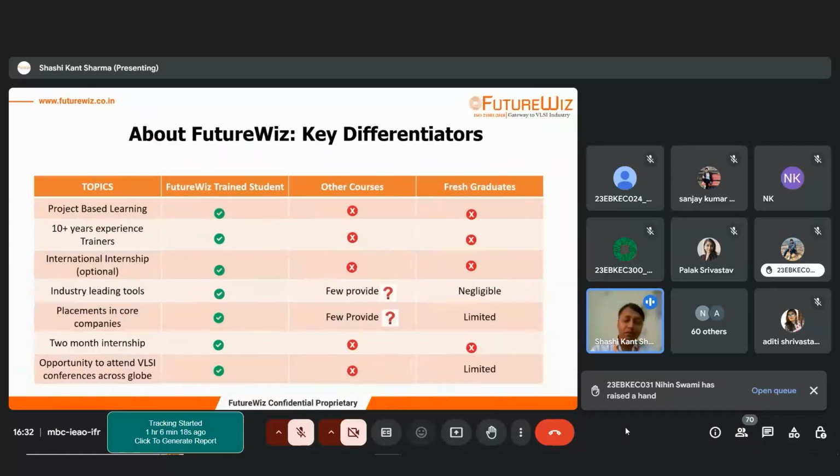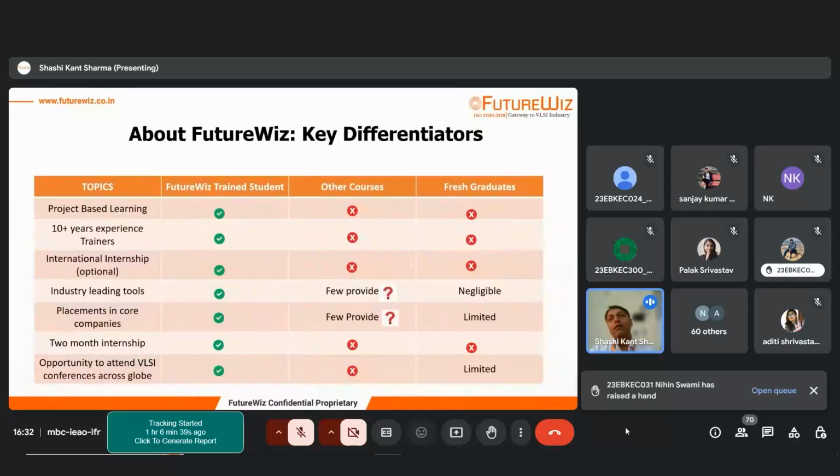So a lot of good companies. TrueChip is one of the good hiring partners for us, because this is the same company. So most of the candidates are hired by TrueChip itself, and some candidates are going into other industries also. We provide a 2 to 3 months internship, which is again mandatory for everyone. So this will give you the industry exposure.